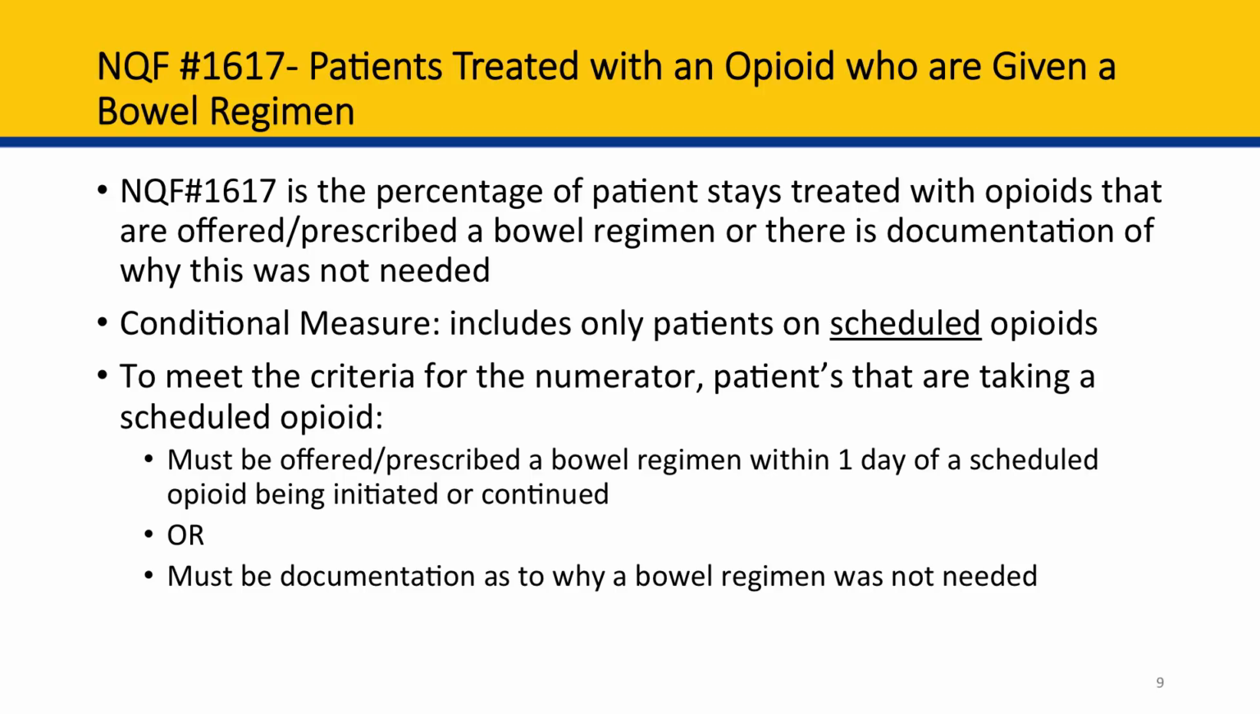To meet the criteria for the numerator, patients that are taking a scheduled opioid must be offered and/or prescribed a bowel regimen within 1 day of the scheduled opioid being initiated or continued, or there must be documentation as to why a bowel regimen was not needed.